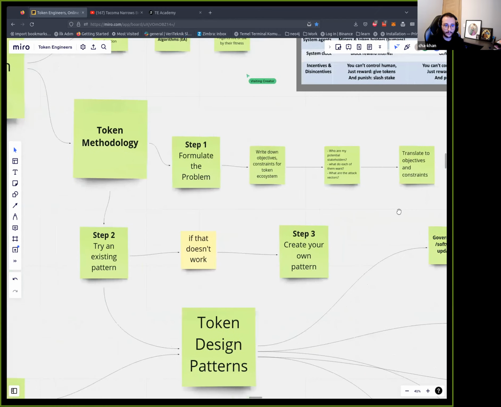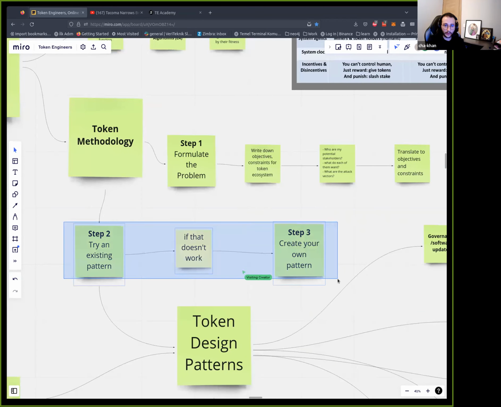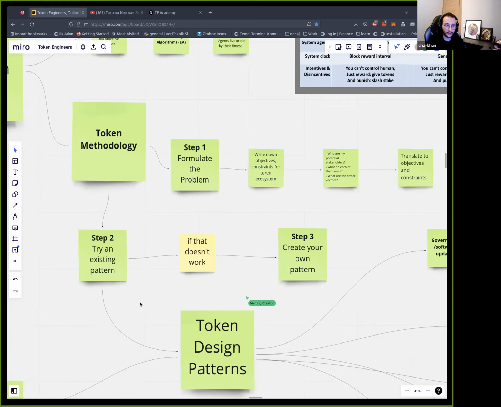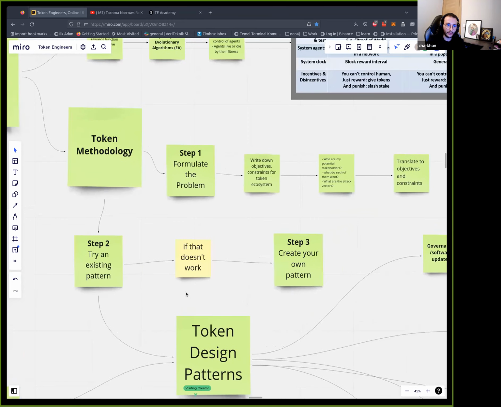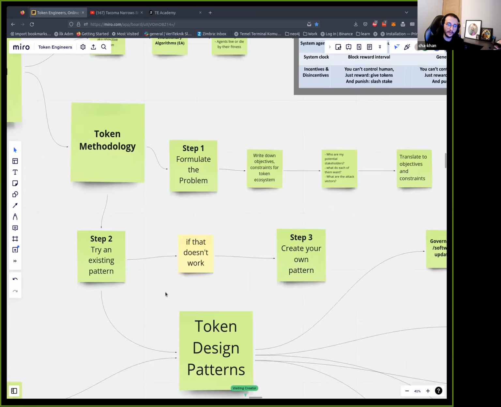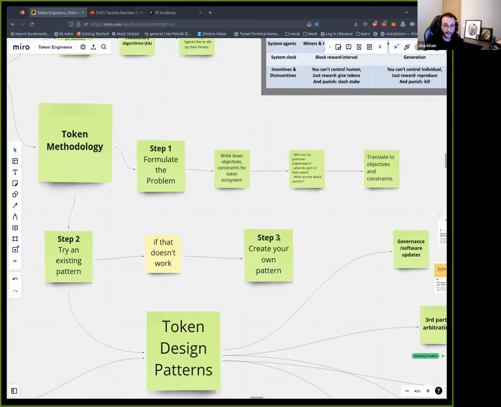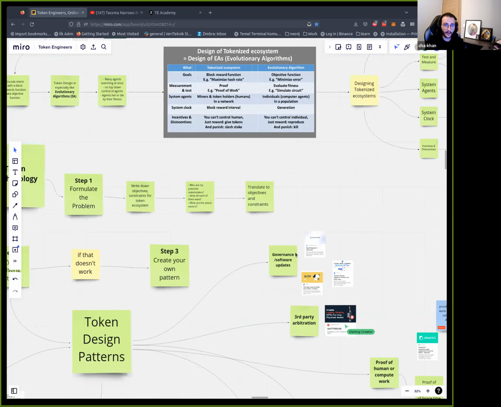Once we do that, we can try to solve it using an existing pattern. There are some existing patterns in token engineering, such as automated market makers, which you may have heard of, that DeFi protocols use to exchange your token X for token Y. Some stablecoins work with this model. If there isn't an existing pattern, then we create our own, and that's the pattern that we follow.